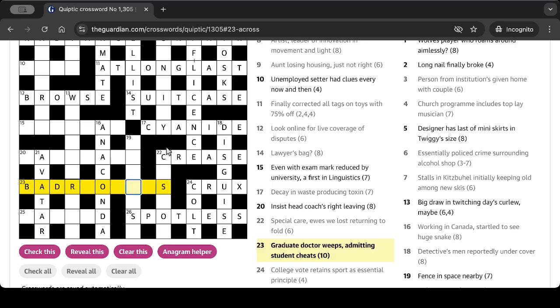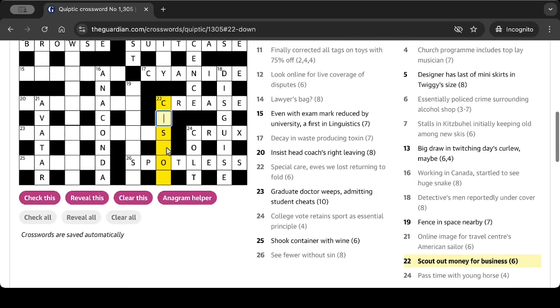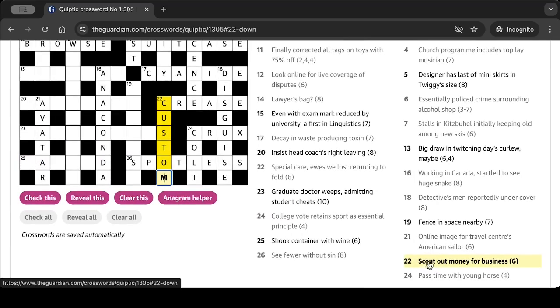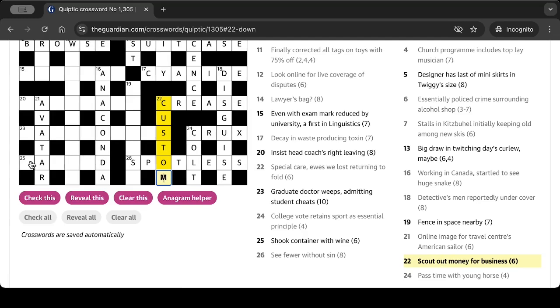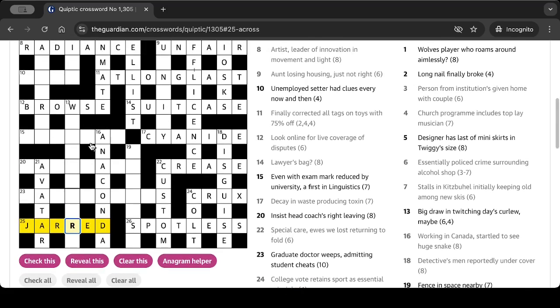Now I haven't quite got this one yet, but with that S, I took a look at 22 down and quickly realised that business is custom, and that's an anagram of scout, so the anagram indicator is out, and then money is just M. Then I looked at 25 across because I was thinking this should container with wine, I should be able to get that. Decided that it was probably a charade, because if we've got a word for shook, it could end in ED, if it's a verb. So a wine, if that's the second part of the word, could be a red, and then a container could be a jar. So we've got jarred. So we're getting a little bit closer on this southwest corner.